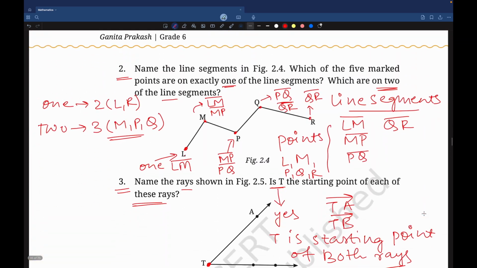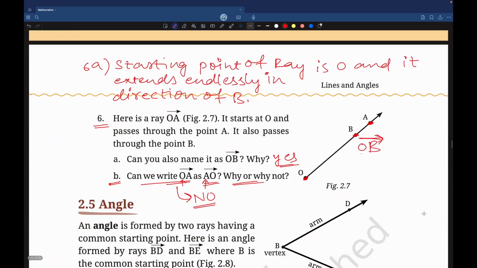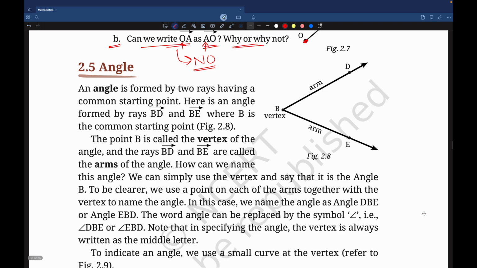So this is the end of this exercise. In the next lecture we will discuss topic number 2.5, angles. Thank you.